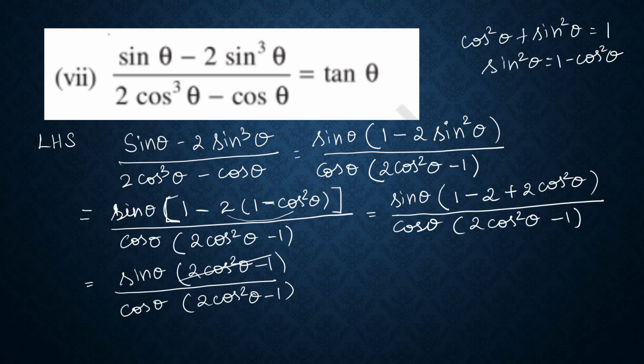So this 2 cos square theta minus 1, 2 cos square theta minus 1 will get cancelled. Sin theta by cos theta will become tan theta. This is nothing but your RHS. So left hand side equal to right hand side, hence proved. Now going to the next problem.